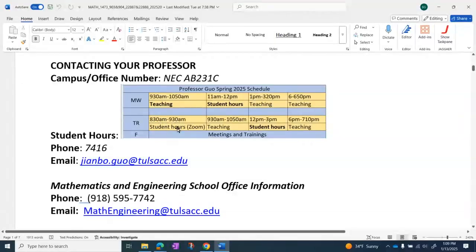How does this work? You just need to email me ahead of time and I will send you the Zoom link, then we can meet during the student hour. This is my email address. The best way to contact me is to shoot an email to this address.